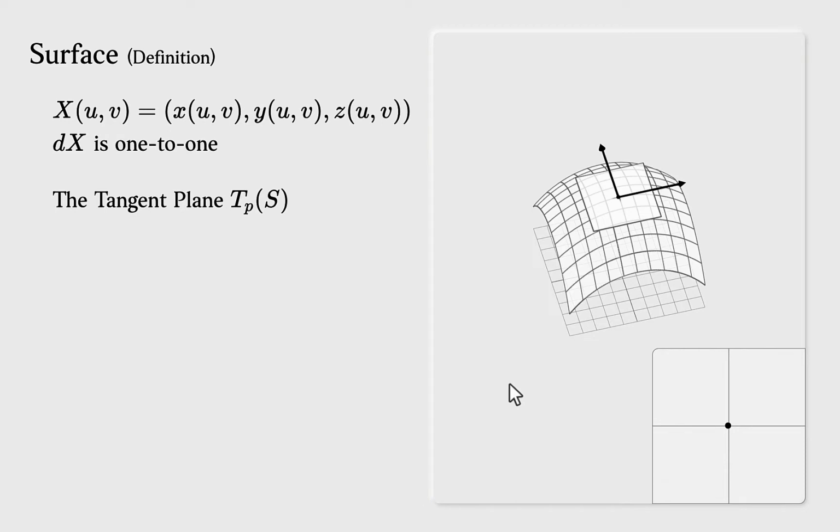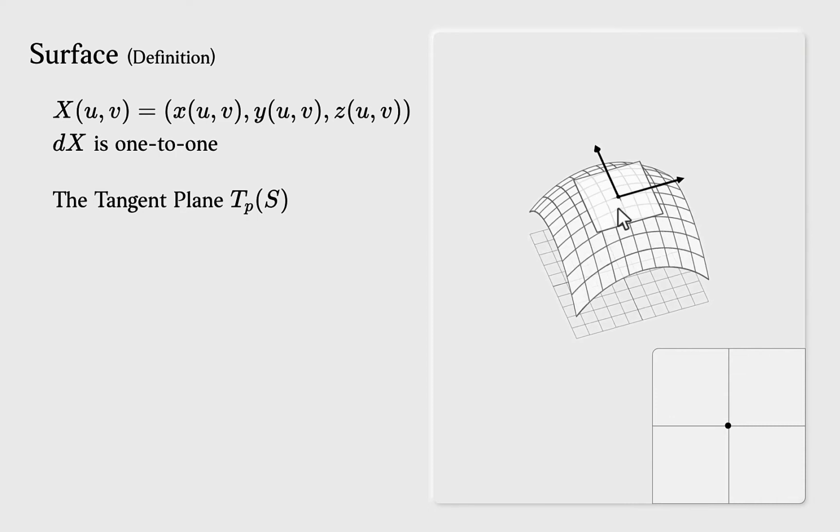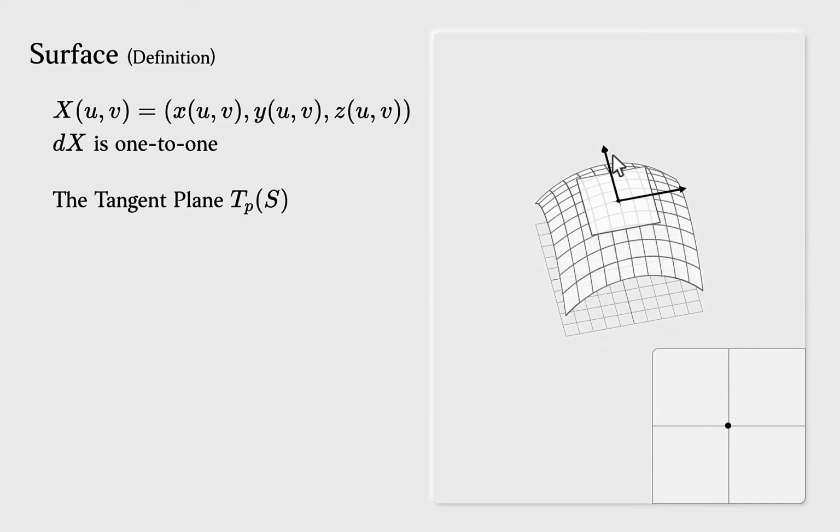Now we introduce the surface. The surface is a function. It takes in two variables, and the output is a vector in 3 dimensions. We also require this function's differential to be 1-to-1. That means the x sub u and x sub v should be linearly independent, and they are not equal to 0. Because we need them to calculate a lot of things later.